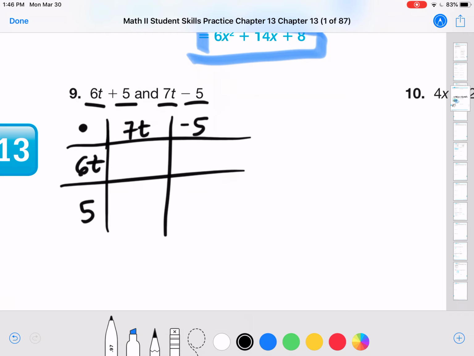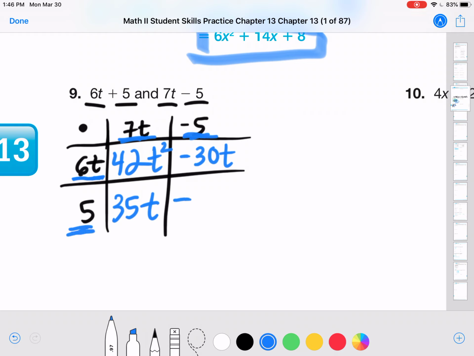Okay. So for the first one, 7 times 6 is 42. T times t is t squared. For the next box on the right, I'm going to multiply 6t times negative 5. So 6 times negative 5 is negative 30. And there's no t here, so you're just going to bring the t over from the 6t. Down at the bottom, you're going to multiply the 7t times 5. 7 times 5 is 35. Bring down your t. And then for the last one, you're going to multiply 5 with negative 5. That's negative 25. There's no t. None of those terms have a t.